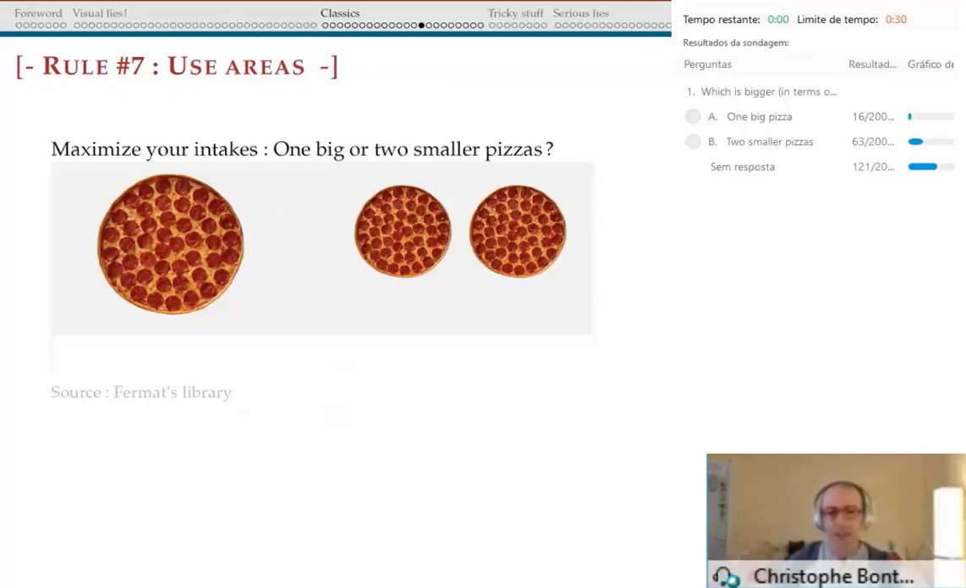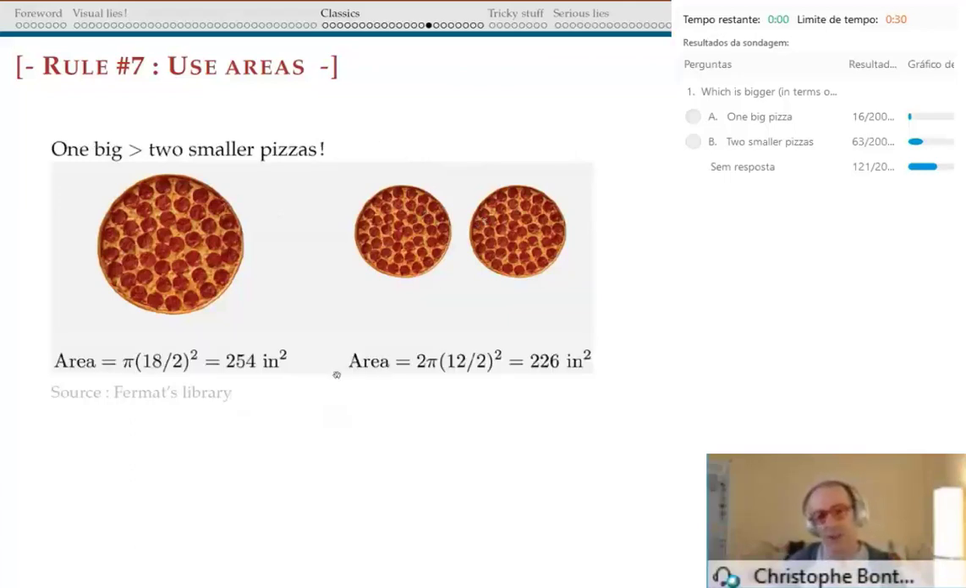Well, sorry for you, but this is bigger. One big pizza is larger in terms of the area than two small pizzas. Well, probably the people who answered two small pizzas did so because you love the crunch. And you're right, there is more crunch in two small pizzas than in one big, but not in terms of area.